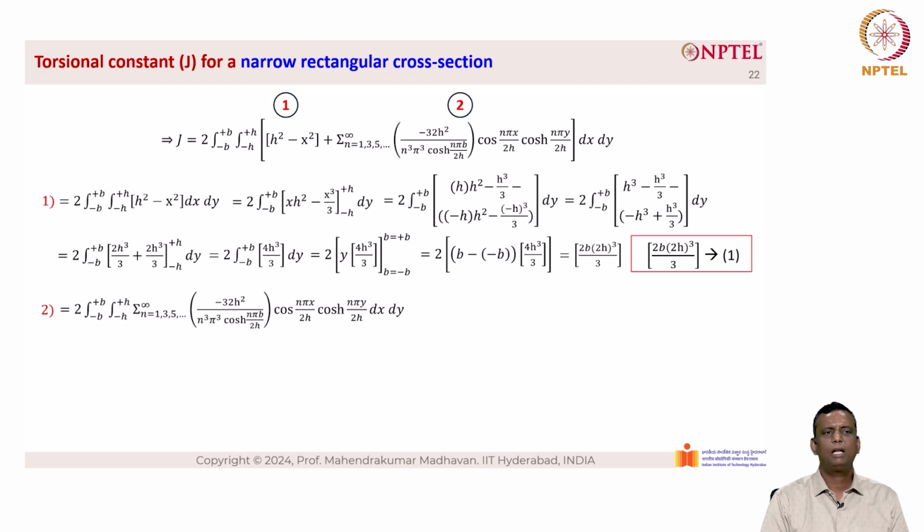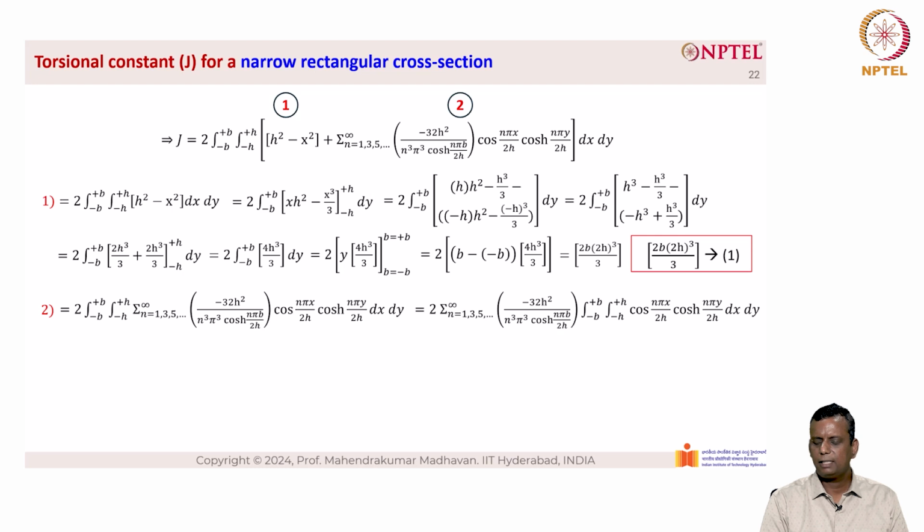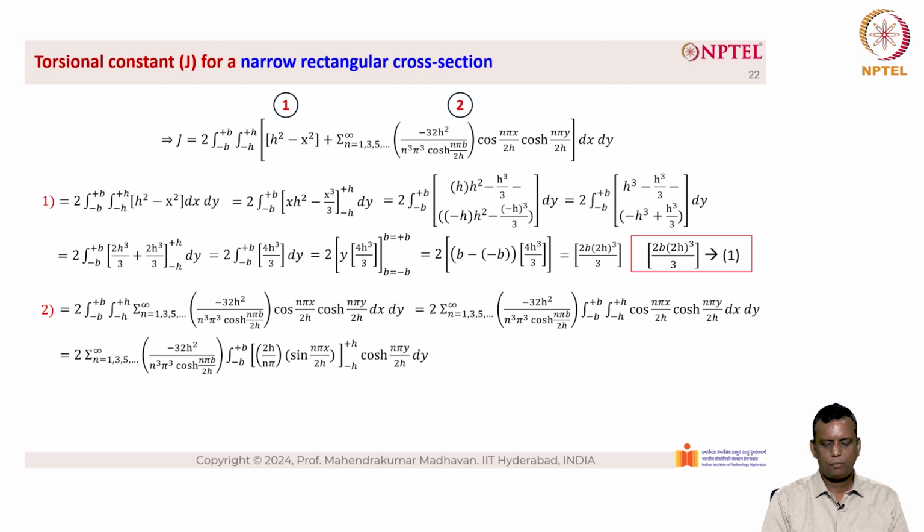And then for the second one, we have another bigger integral, as you can see here. And this integral can be easily integrated first with respect to dx, and then once that is done, we can integrate it with respect to dy. So, when we integrate it first with respect to x, cos(n pi x by 2h) now becomes 2h by n pi into sin(n pi x by 2h). So, we substitute the lower values and the upper values, basically the boundaries.